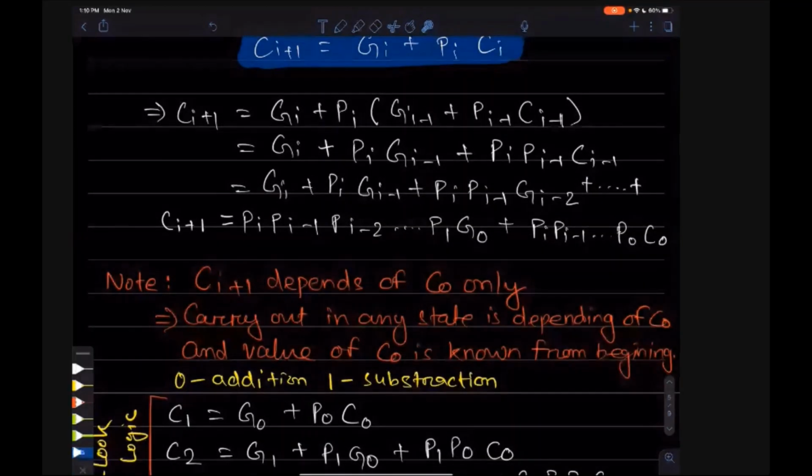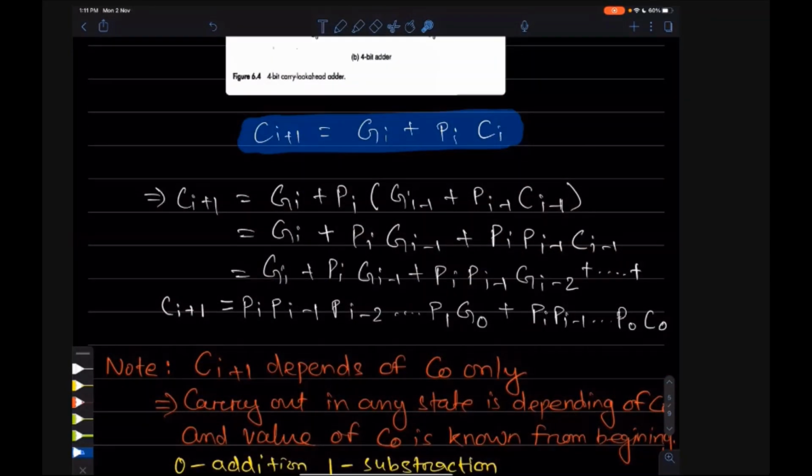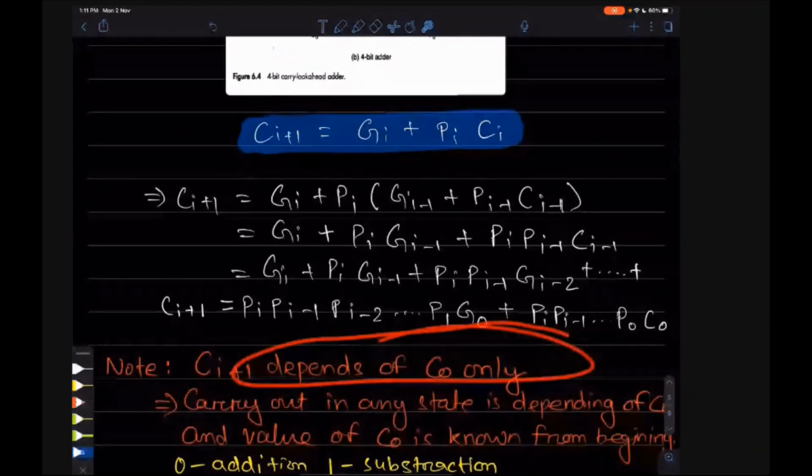Okay, Subramaniam, is that clear or anything else? So that's why there are two gate delays in the case of XOR. Now from this we understood that our Ci plus 1 depends only upon C0, not C1, not C2, not C3, not C4, not any intermediate C's.